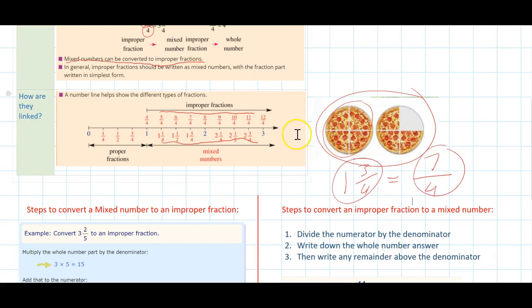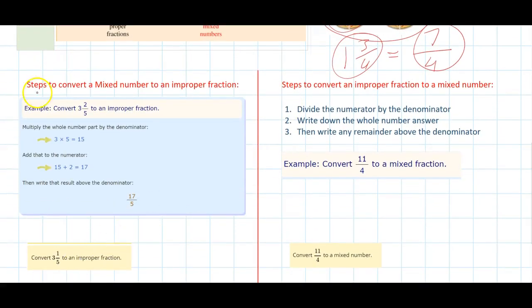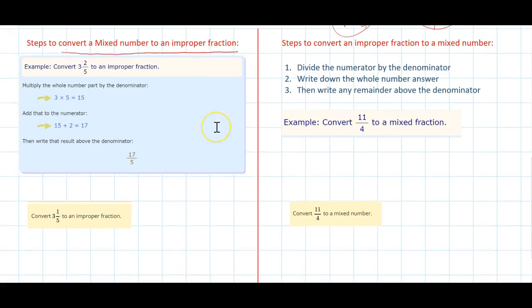Now we're going to show you the steps of how to convert from a mixed number to an improper fraction, and also vice versa. To start off, we're going to look at how we convert a mixed number to an improper fraction. There's a couple of simple steps that you follow. If we want to convert 3 2/5 to an improper fraction, you multiply the whole number part by the denominator, then you add that to the numerator, and then write the result above the denominator. So it ends up looking like this.